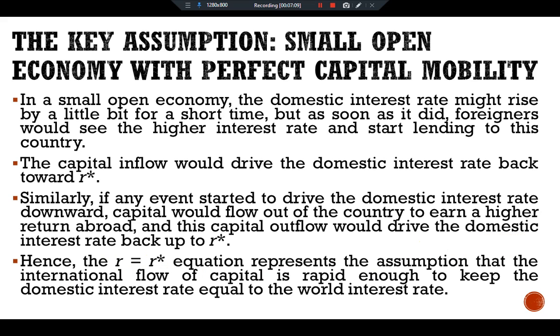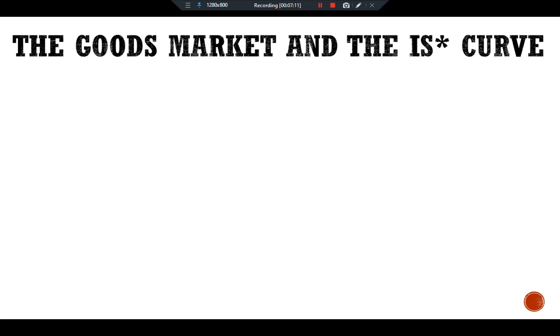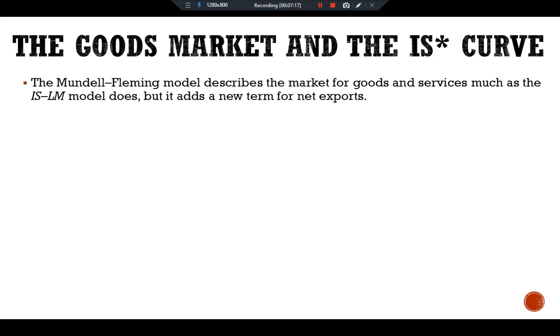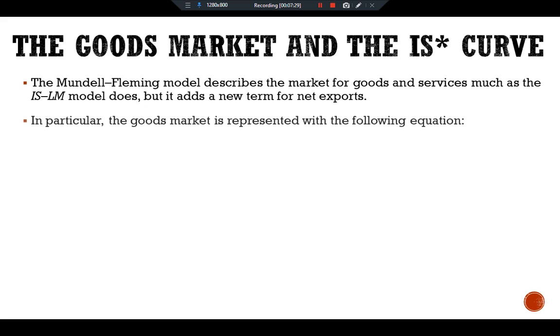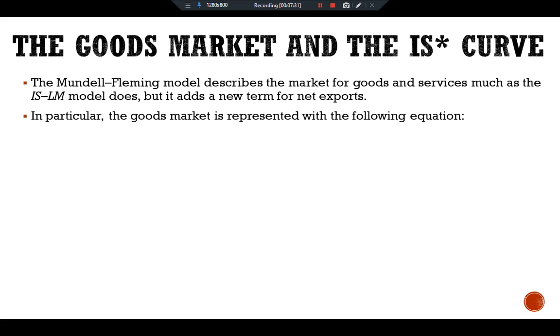So let's discuss the goods market and the IS* curve. The Mundell-Fleming model describes the market for goods and services much as the IS-LM model does, but it adds a new term for net exports. In particular, the goods market is represented with the following equation. We have here Y = C(Y - T) + I(r) + G + NX(e).